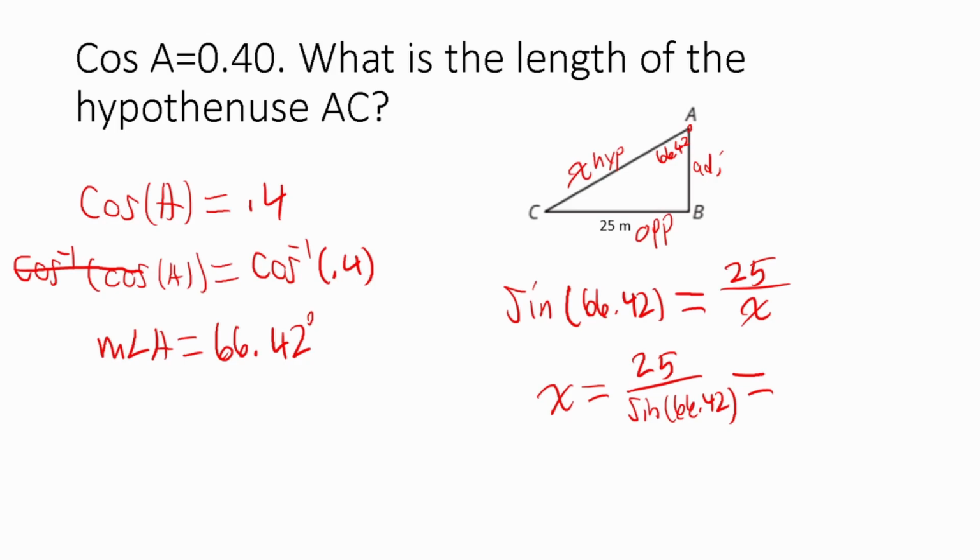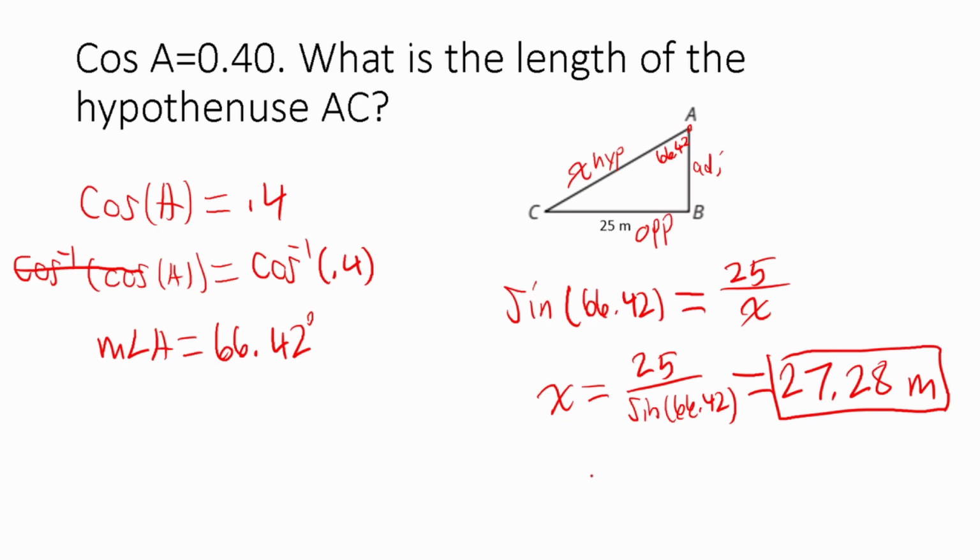We do 25 divided by, we click the sine button, 66.42, we click enter, and we get the length. And once again, I'm going to round it to the second decimal place, so we get 27.28 meters. And that is our answer. That is the value of AC.